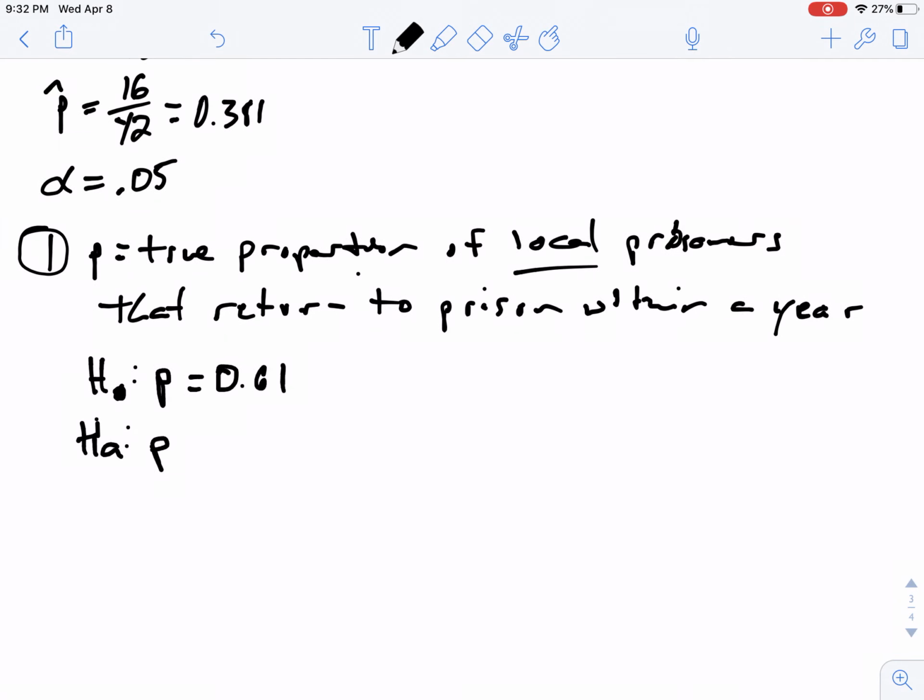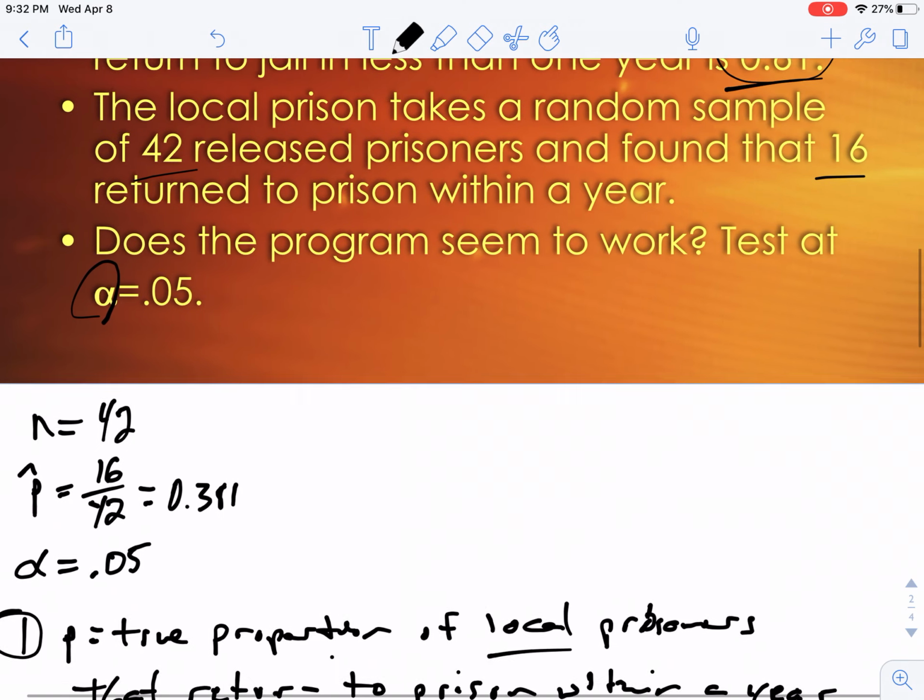All right, my alternate then needs to have the same value here. So I'm still going to write that as 0.61, but now instead of an equal sign, I need to use an inequality sign, either a greater than sign, a less than sign, or a not equal to sign. So what I'm going to do now is think about my problem.